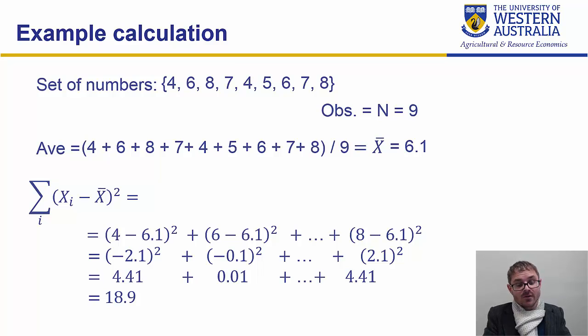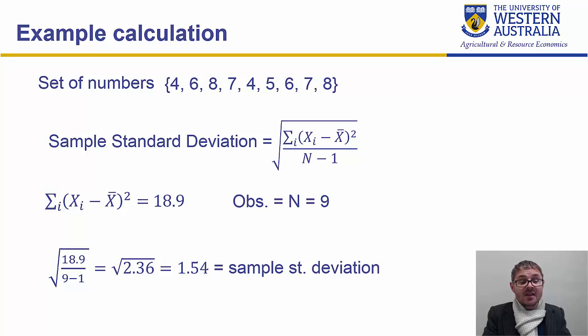So I'd have the first value minus the mean, the second value minus the mean, and I square them all. When I square all of those, the negatives and the positives all become positive, and I end up with 18.9. So I've got my sum of squared differences now, and then if I look at my formula, I need to divide through by the square root of the sample size minus 1. If I do all that, I end up with 1.54.